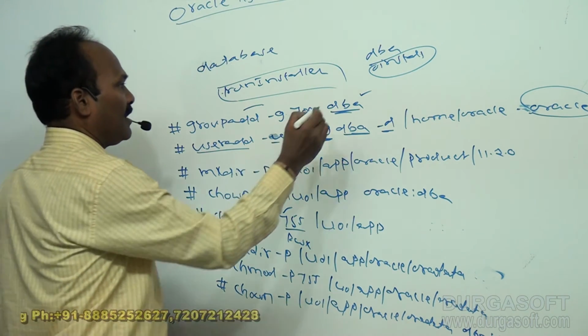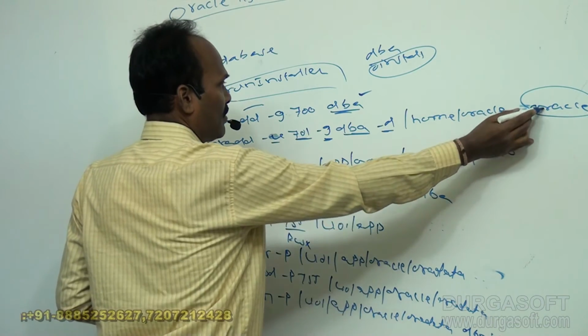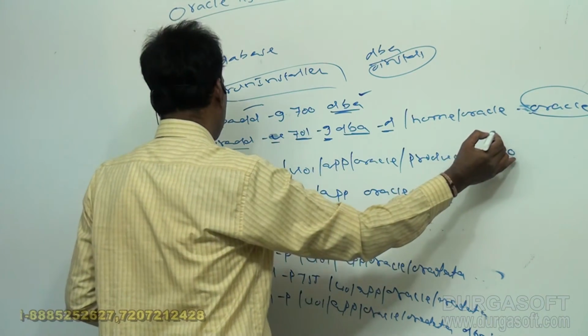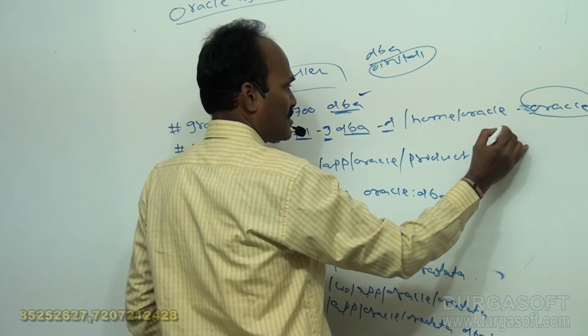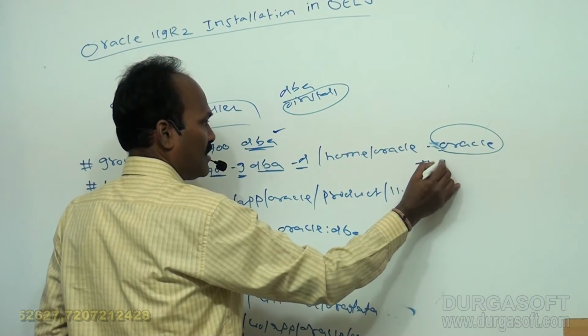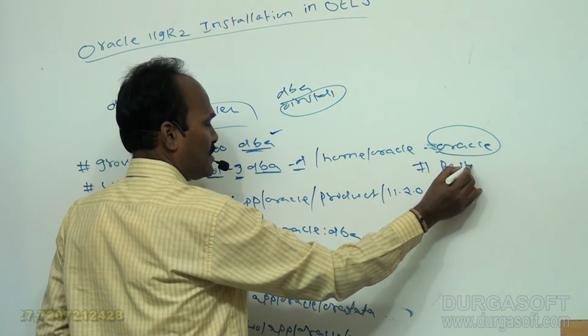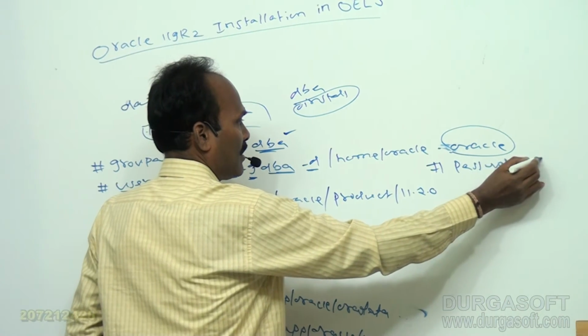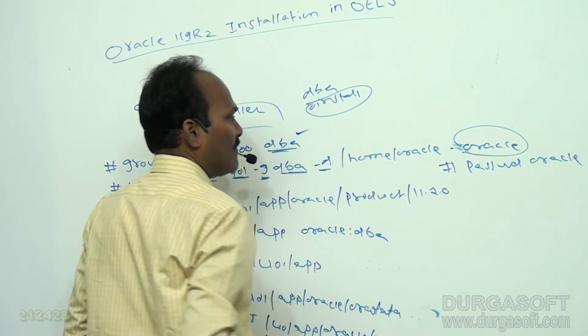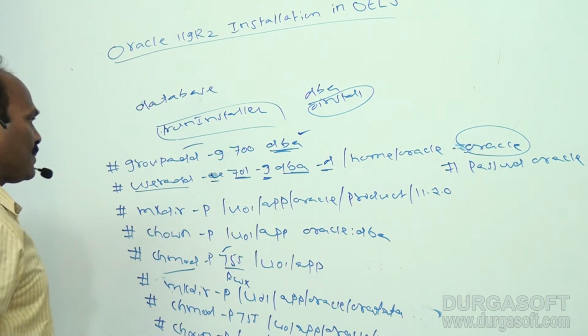First of all, the DBA group, and we have to create the Oracle user, and in the next step you have to set the password also. To set the password, just use passwd oracle. Now it is going to ask you for the password.